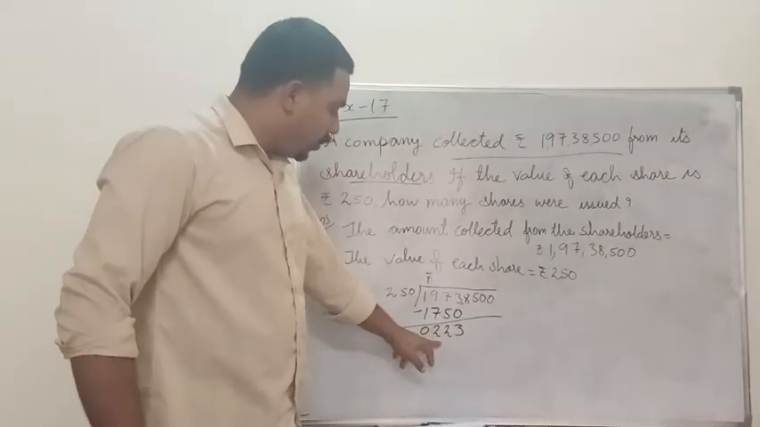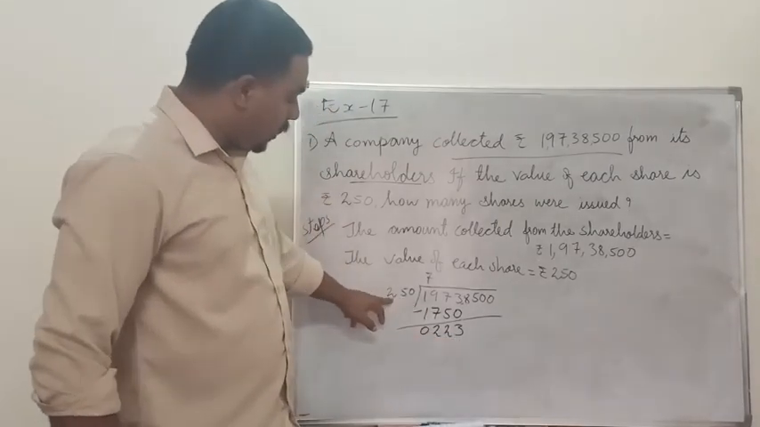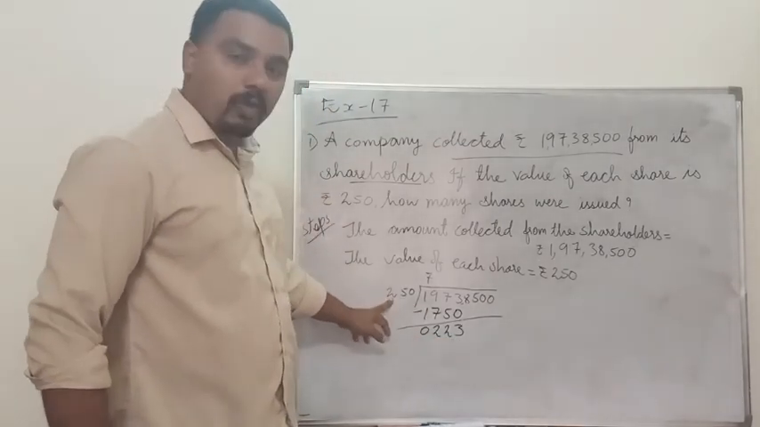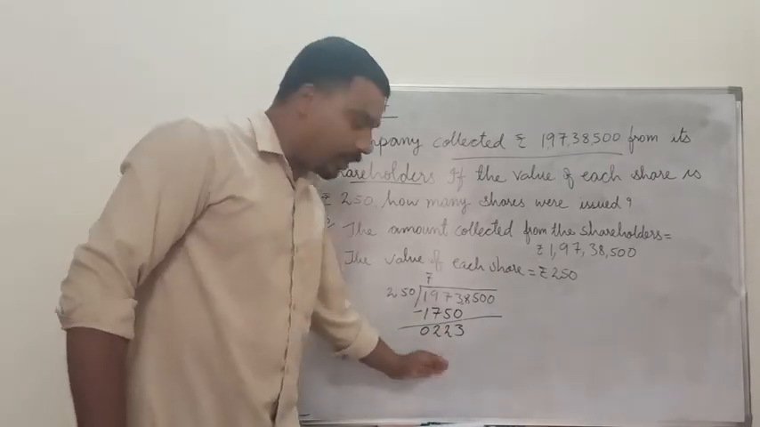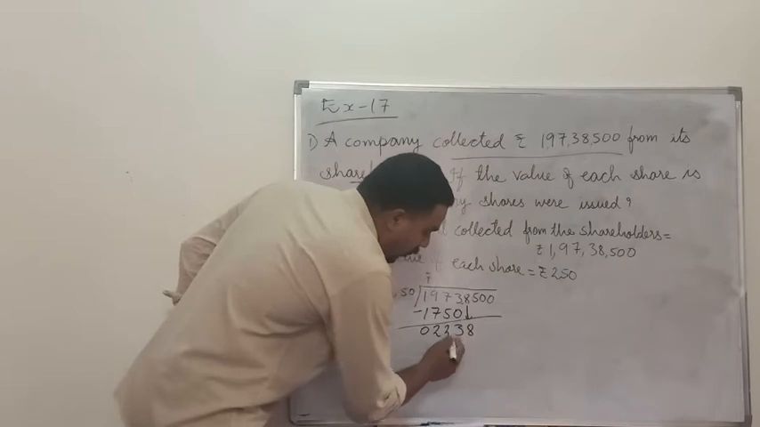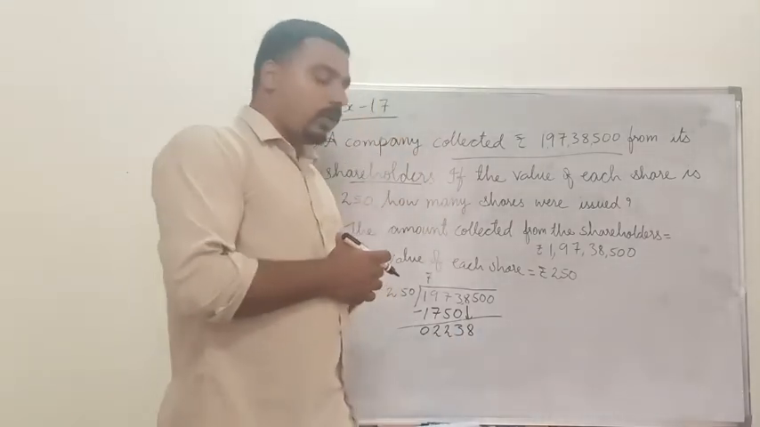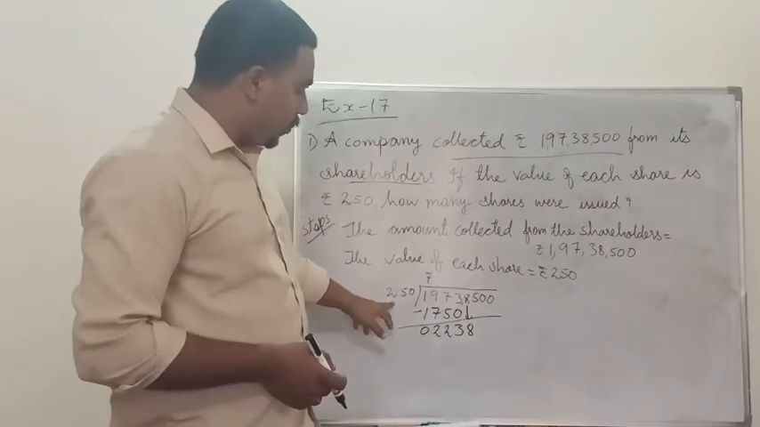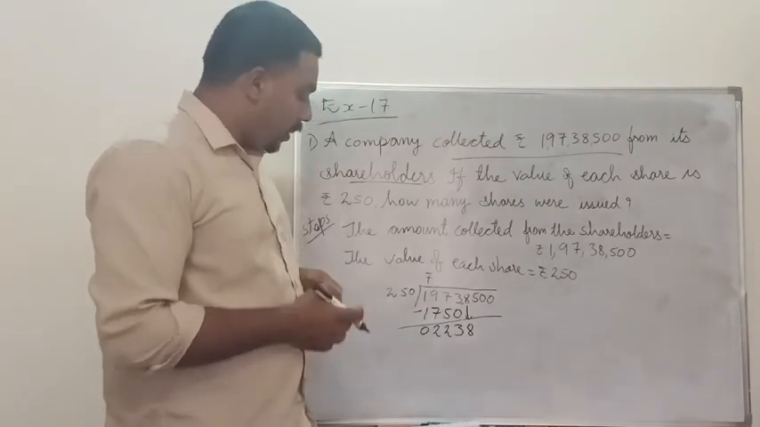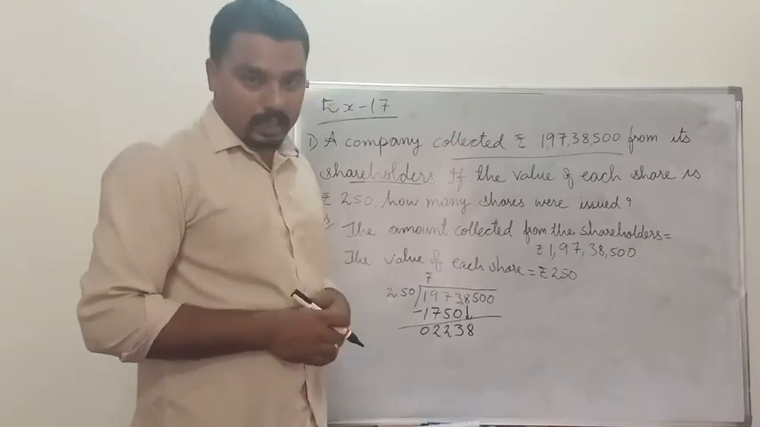After that, this 223 is less than what? 250. So we are not able to divide, we are not able to continue this. What we need to take? We need to take this 8 down. Now it is 2,238. Now how much will be near about? We need to multiply 250 into how much to get near about 2,238.